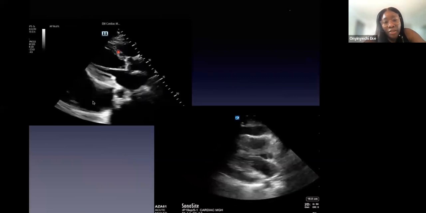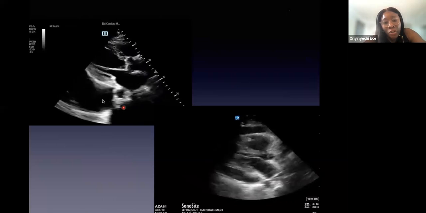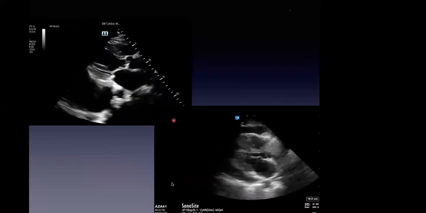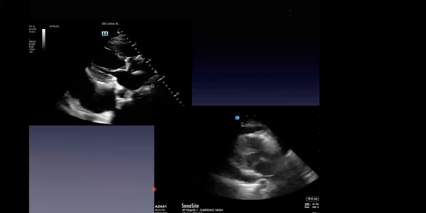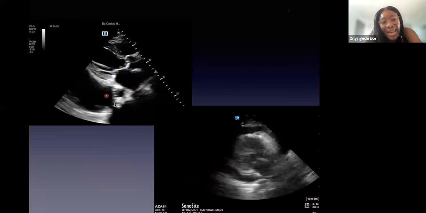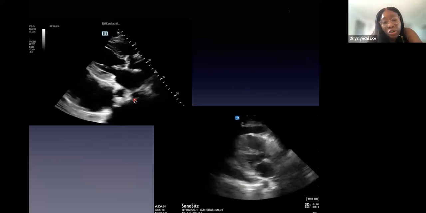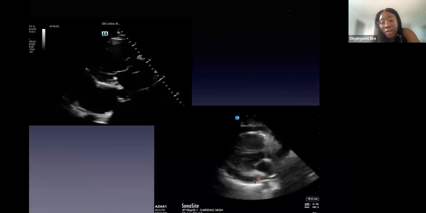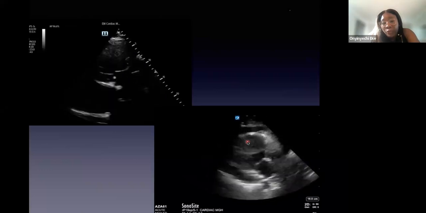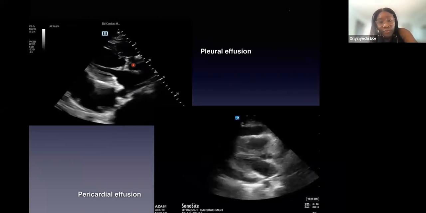When we look here, the fluid is actually tracking behind the descending aorta. It's not going in front of it. Someone in that chat posted pleural effusion. We have some answers in the chat. Exactly. This is a pleural effusion because the fluid is tracking behind. See how it stops here? It doesn't go anterior or in front of the descending aorta. While here, we see the fluid goes in front of the descending aorta. So this here is a pericardial effusion, and you're right in saying this is a pleural effusion. Great job.